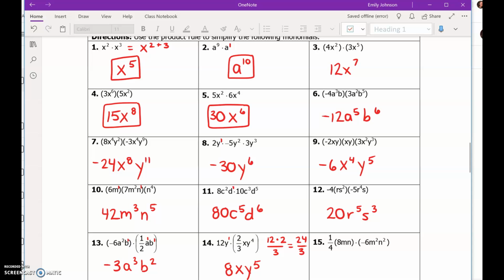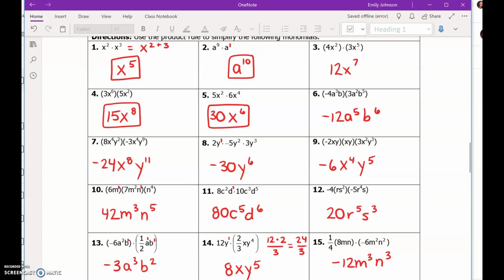Now, in the last one, this is really 8 divided by 4. So 8 divided by 4 is 2. 2 times -6 would equal -12. And then you have a total of 3 m's and 3 n's. Okay, so that's one term times another.